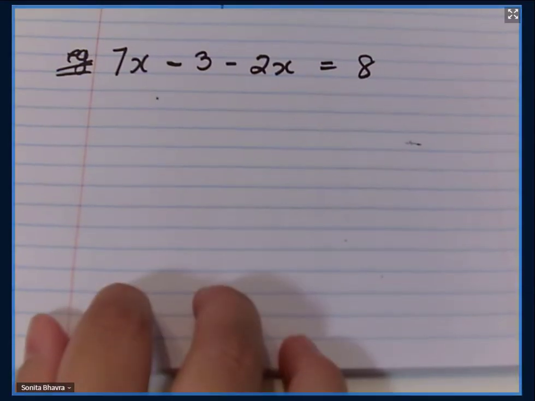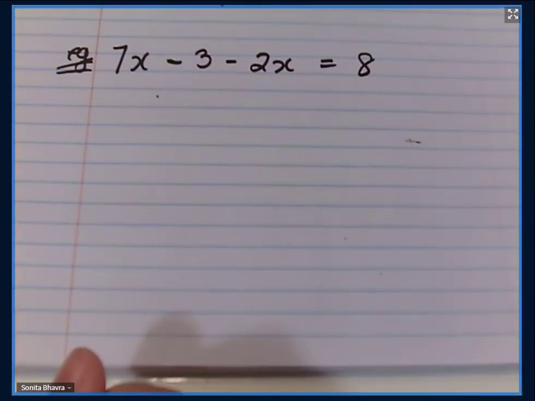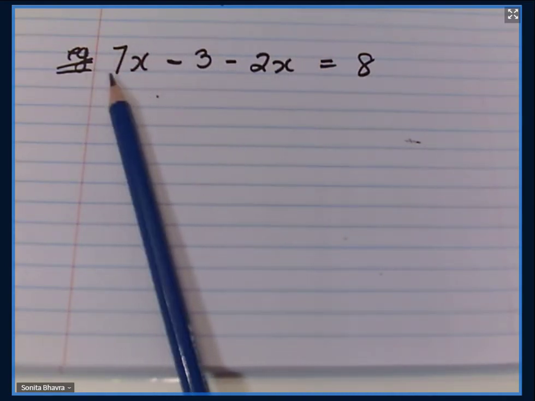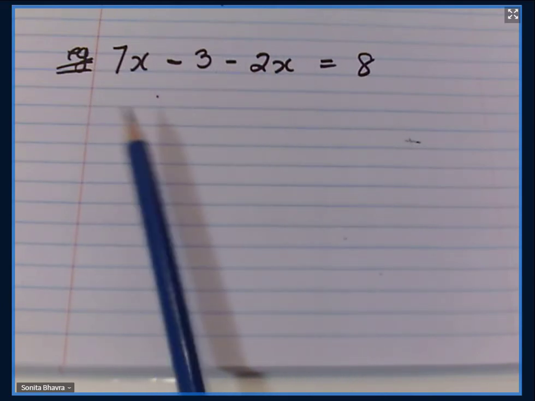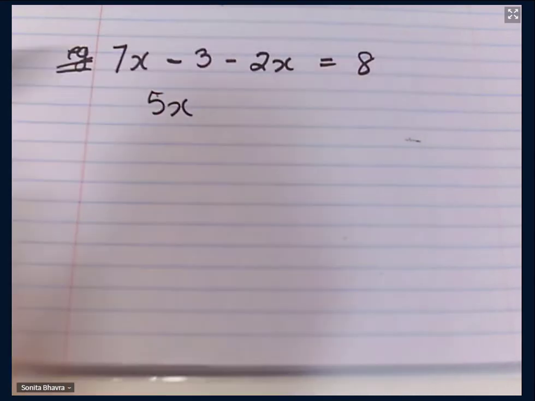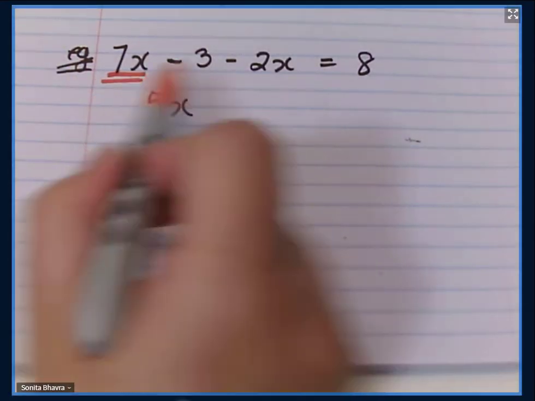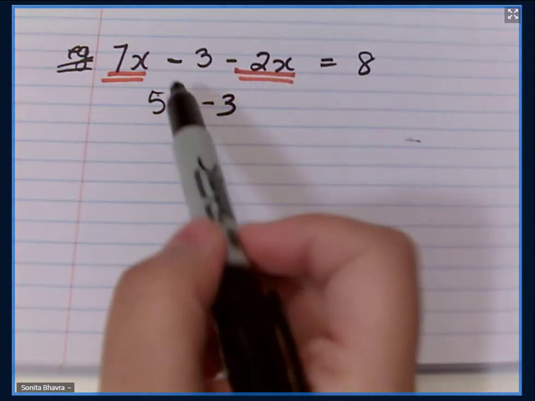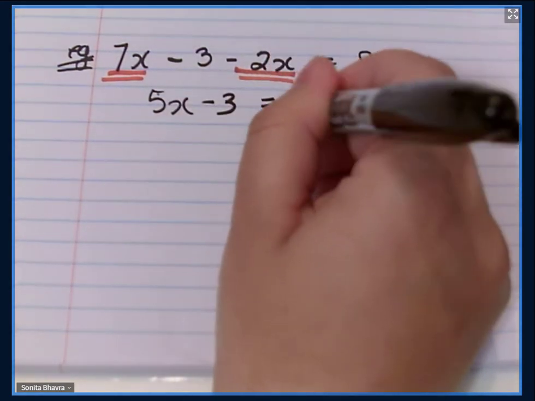All right, so our next example here, we have 7x minus 3 minus 2x, and it's equal to 8. So we can collect some like terms on our left-hand side. We have a 7x and a negative 2x that we can collect together first on the left-hand side. So 7x minus 2x, that gives me 5x. So all I've done is collected these two together. And I can do that because they're on one side of the equal sign. And then I have minus 3, which is just right here, and it's equal to 8.